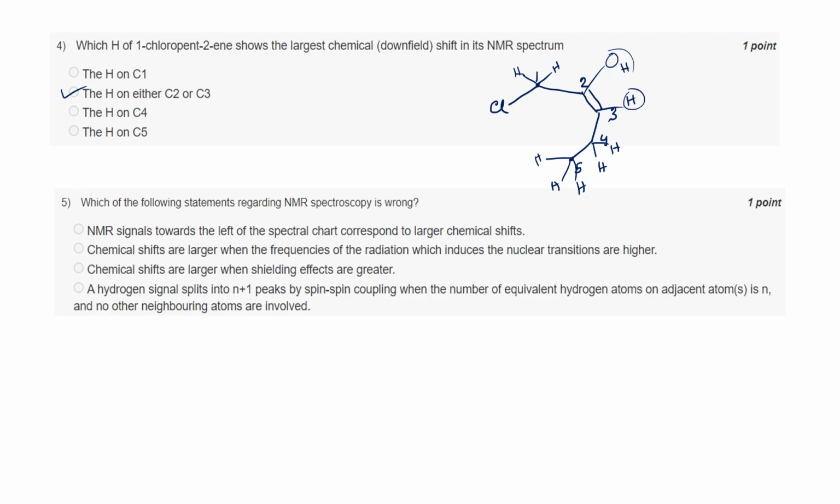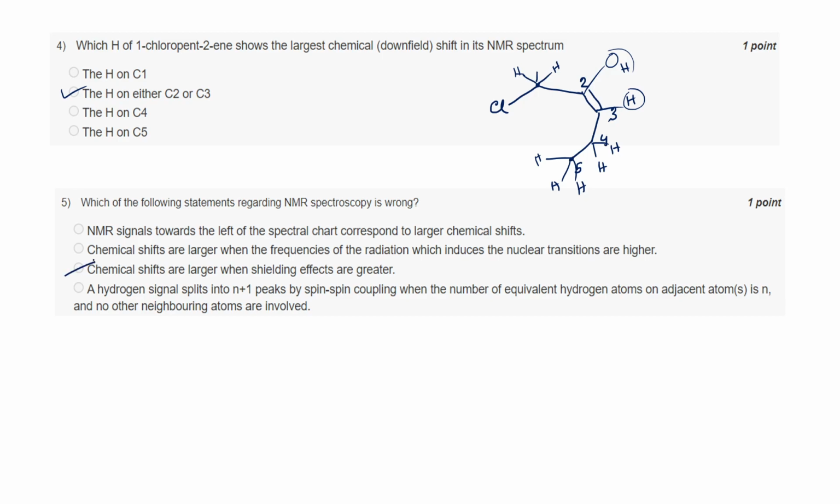The first option says the NMR signals towards the left of the spectral chart correspond to larger chemical shifts. Obviously this is correct. Then chemical shifts are larger when the frequencies of the radiation which induces the nuclear transitions are higher. So shift will be higher when the gap is higher, obviously. This is also correct. Now the third option: chemical shifts are larger when shielding effects are greater. No. When the shielding is larger, then the energy gap between the spin states is going to be less, so the chemical shift will be less. So this is the wrong statement. This is what you need to say.